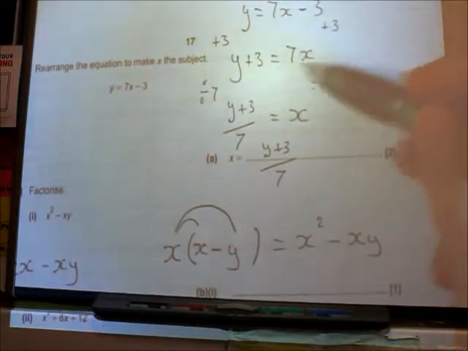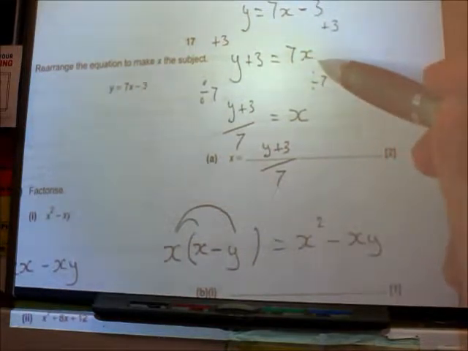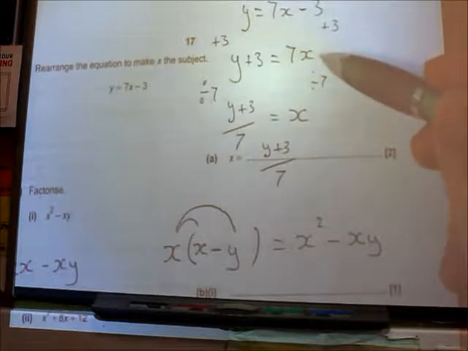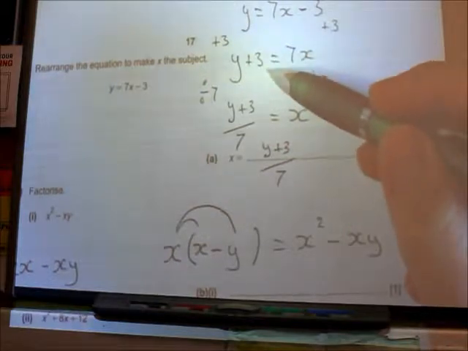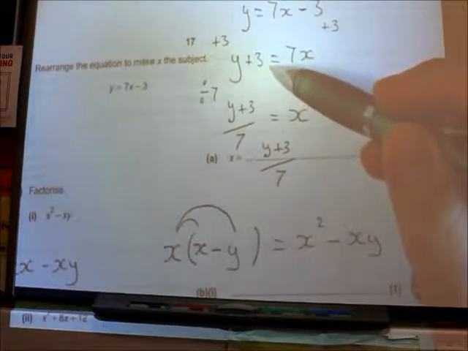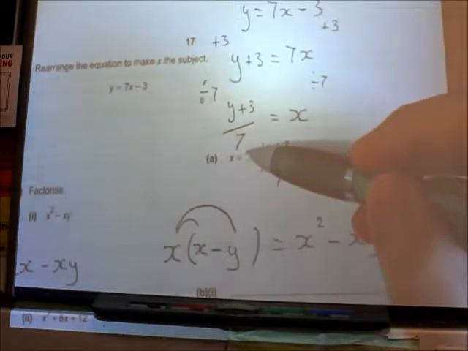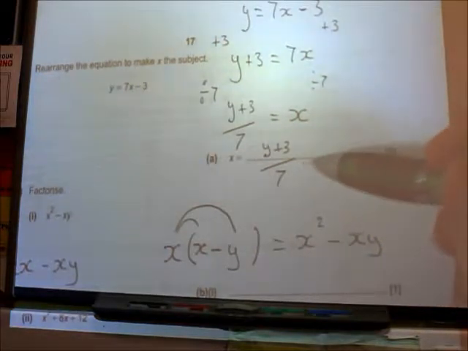I want to get x on its own, and at the moment it's being multiplied by 7. So how do you undo a multiply by 7? You divide by 7. So 7x divided by 7 is just x. And this side, people often struggle. They say they can't do y add 3 divided by 7. Well, all you do is write y add 3 over 7. And that's the answer: x equals y add 3 over 7, or divided by 7.